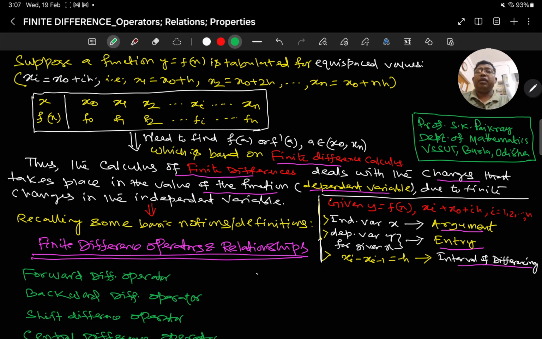Hello everyone. In this lecture we shall discuss the finite differences, basically the finite difference operators, their relationship and the properties of the difference operators.